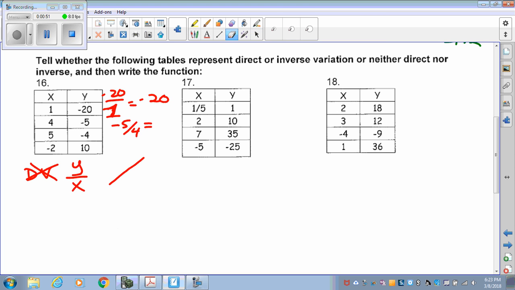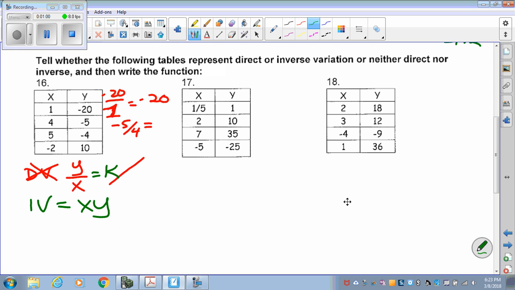So let's see if it's an inverse variation. Then x times y, right, equals my constant, right? So I'll take 1 times negative 20, all right? And that's negative 20, right? And then here I'll take 4 times negative 5, and that is negative 20. And then here I'll take 5 times negative 4, and that's also negative 20.